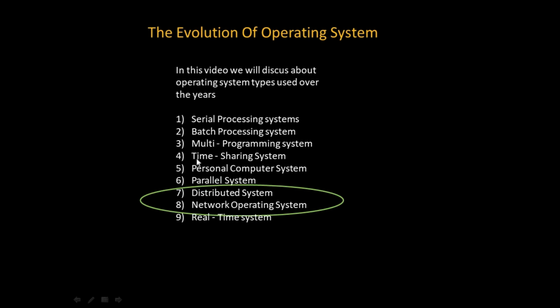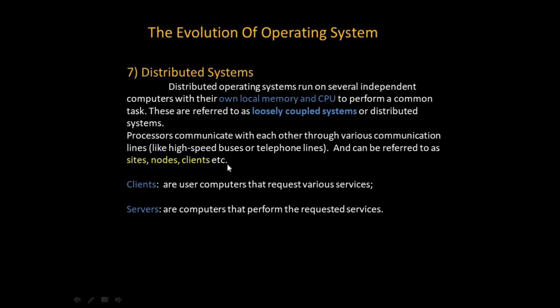In this video we are going to continue talking about the evolution of operating systems. In the previous videos we have spoken about serial processing systems, batch processing systems, multi-programming systems, time sharing systems, personal computer systems and parallel systems. In this video we are going to be talking about distributed systems and network operating systems. So we will begin with distributed systems.